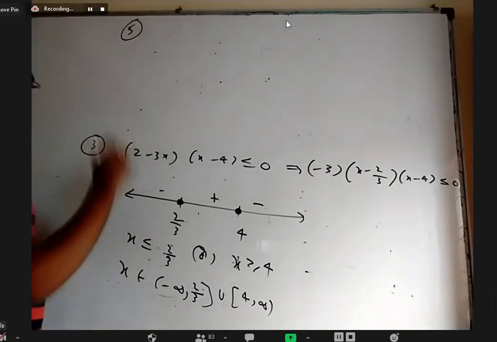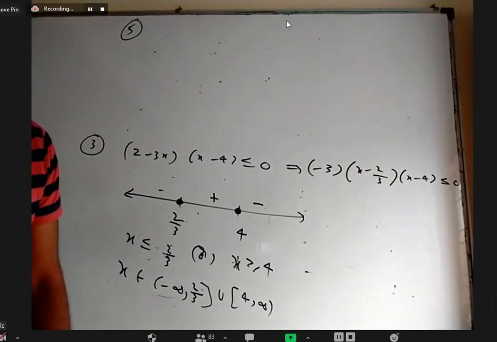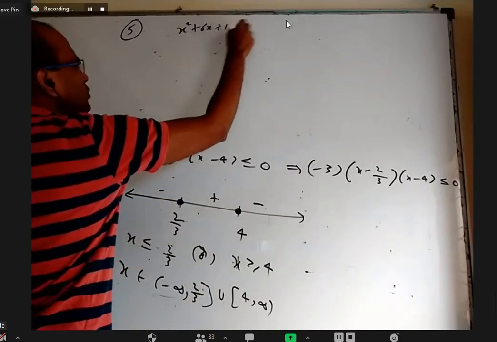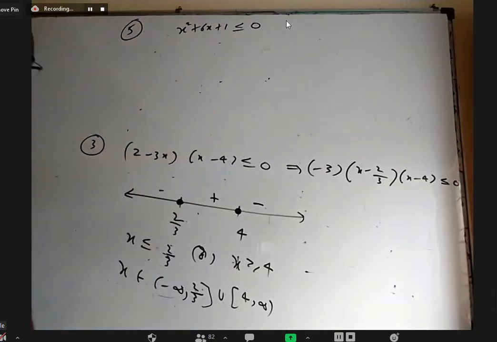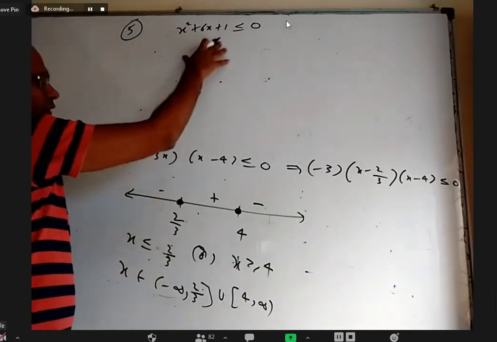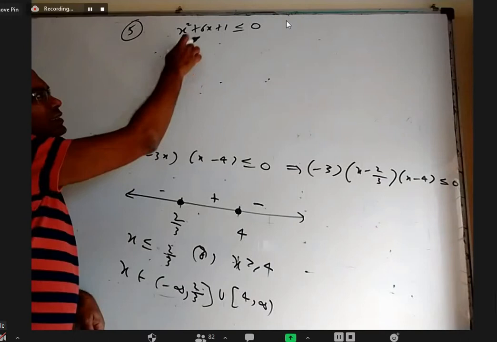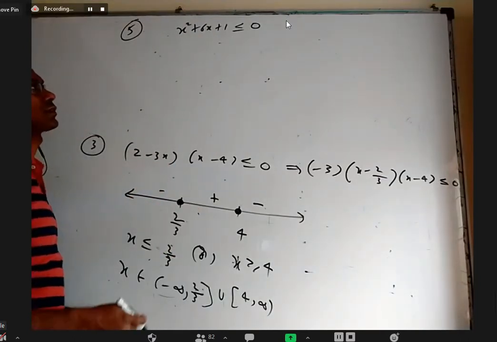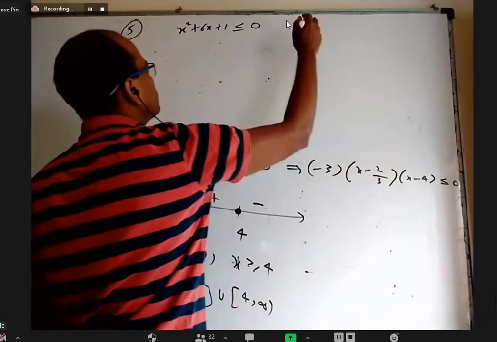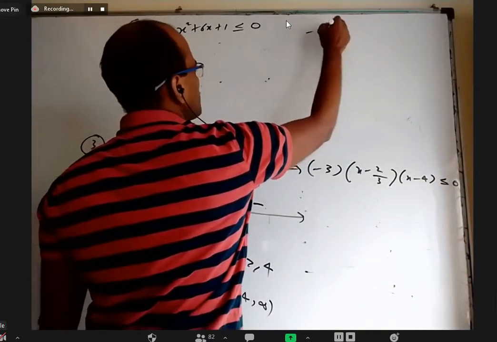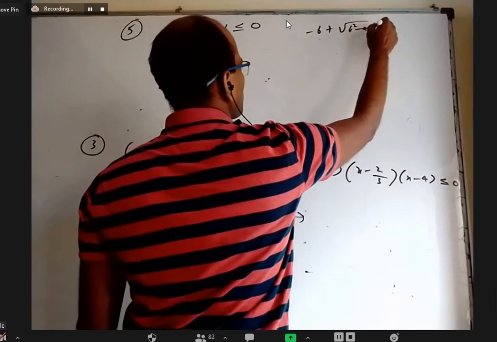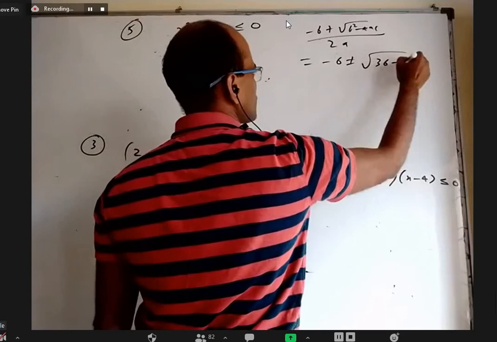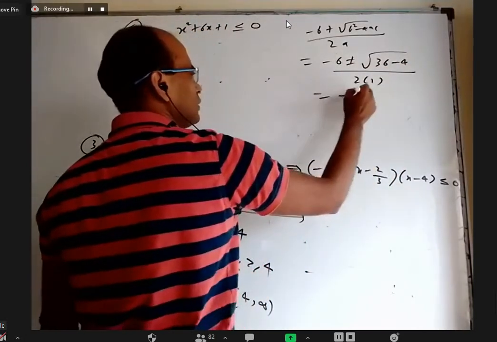Okay, fifth one. x square plus 6x plus 1 less than or equal to 0. If I have roots, I have to write in the form of x minus alpha into x minus beta and do all that. Okay, does it have roots? Yes, it has. What is the root? Minus 6 plus or minus square root of 36 minus 4, by 2 into 1.